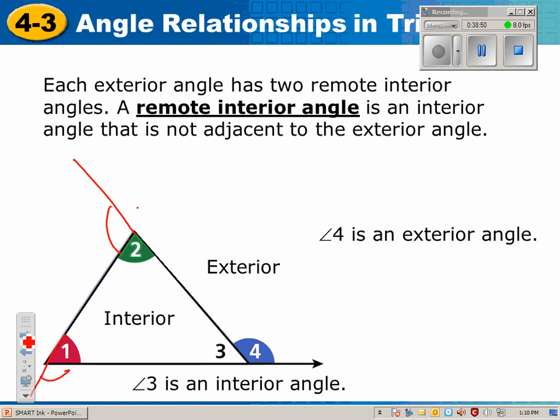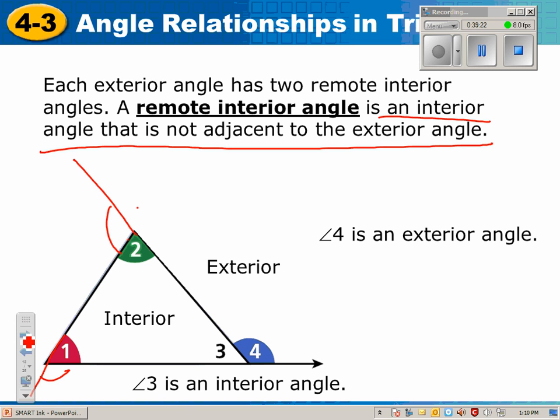Okay? Remote interior. That's going to lead us to the next theorem, and it's going to use the word remote interior angle. So it's important you understand what remote interior means. When you think of the word remote, other than a TV remote, what does remote mean? Far away. So when we say remote interior angle, what we mean is an interior angle that is not adjacent to the exterior angle, or the angles that are the farthest away from the one I'm looking at.